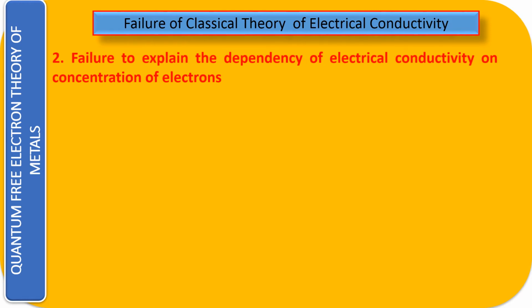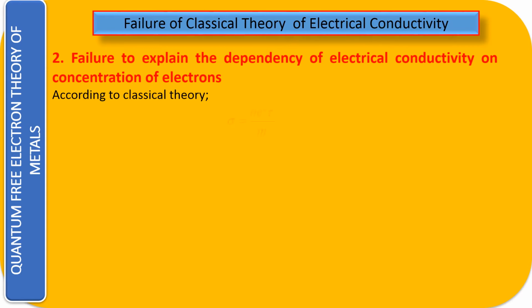The second is the failure to explain the dependency of electrical conductivity on the concentration of the electrons. Naturally, in the classical theory, sigma is equal to n e squared tau by m, where n is the number of electrons. So if you have more electrons, the conductivity will be more. So if the number of electrons per unit volume is more, then conductivity will be more according to your classical theory. Let us apply this and see whether we are able to solve this, or still this is also going to be a failure.